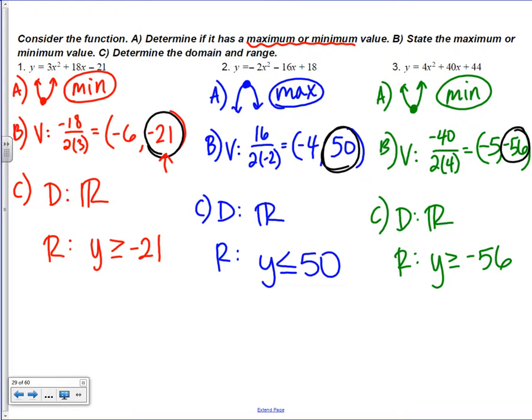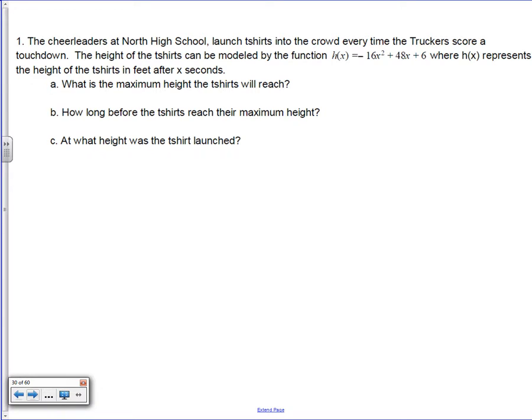All right, let's do some word problems on the back here. It says the cheerleaders at North High School launch t-shirts into the crowd every time the Truckers score a touchdown. The height of the t-shirts can be modeled by the function h of x equals negative 16x squared plus 48x plus 6, where h of x represents the height of the t-shirts in feet after x seconds. What is the maximum height the t-shirts will reach? So how high will they go?